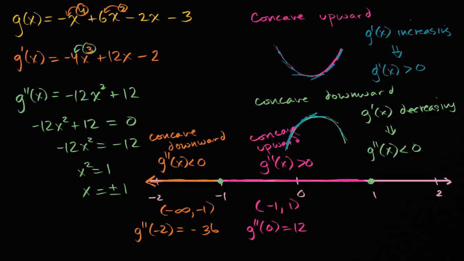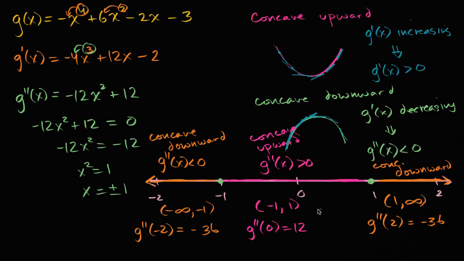And then finally, let's look at the interval where x is greater than 1. So this is the interval from 1 to infinity, if we want to view it that way. And let's just try a value. Let's try g prime prime of 2, because that's in the interval. And g prime prime of 2 is going to be the same thing as g prime prime of -2, because whether you have a -2 or a +2, you square it and it becomes 4. So you're going to have 4 times -12, which is -48, plus 12, which is -36. And so once again on this interval, you are concave downward.